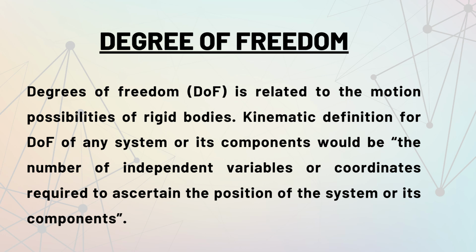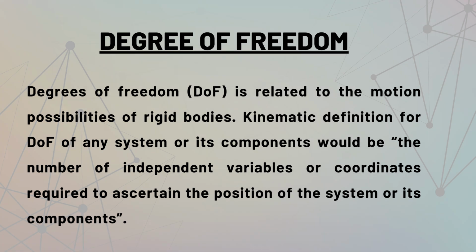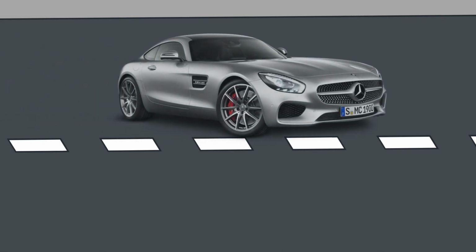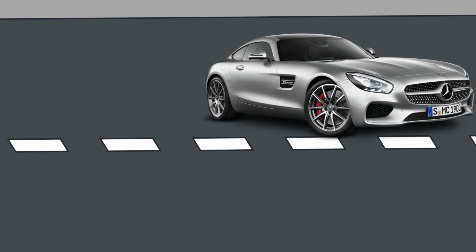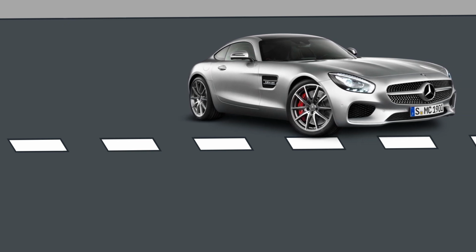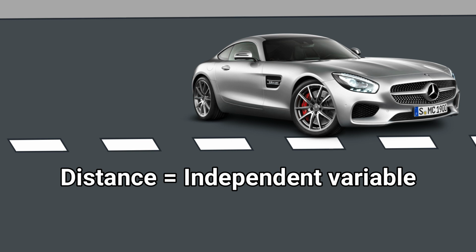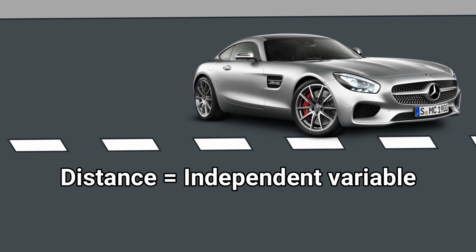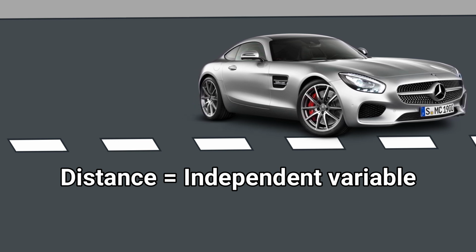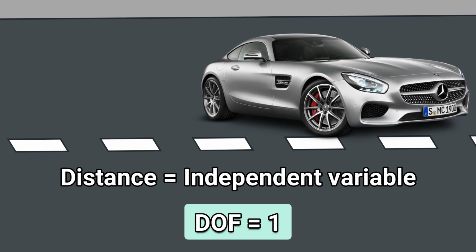Let's understand degree of freedom in simpler terms. Let's take the example of a car. A car is moving along a straight road. Now, how do we determine if it has traveled from one point to another? It's simply done by calculating the distance it has traveled. So, distance here is the independent variable. Since only one independent variable is defining the motion of the car, the car has degree of freedom 1.